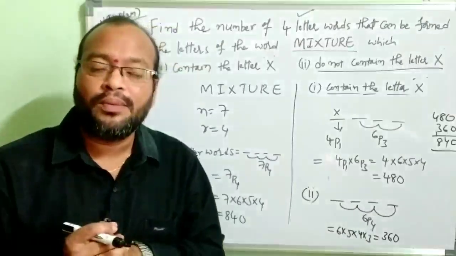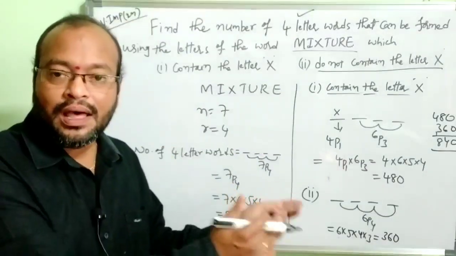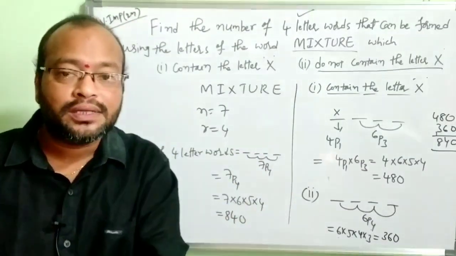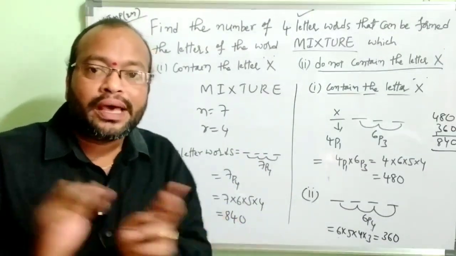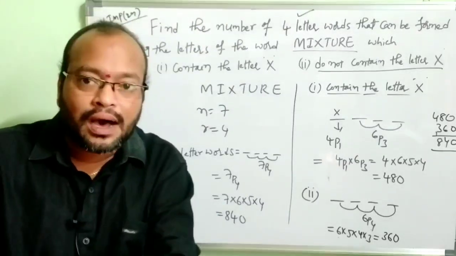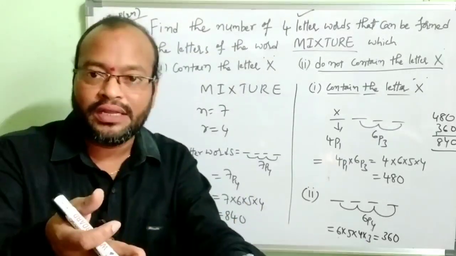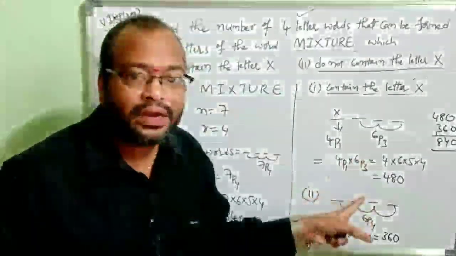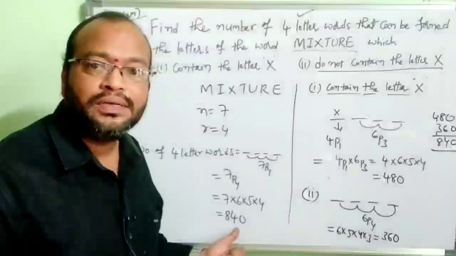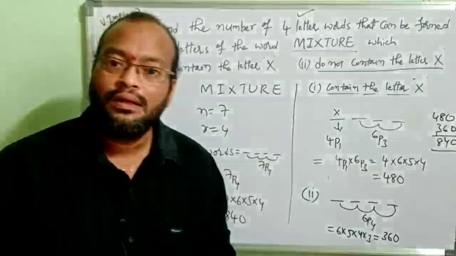Previously, we explained one problem. nPr is the LHS part. In the RHS, we divided into 2 parts, including the letter X and excluding the letter X. The combination will give the total number of arrangements. In the same manner, these 2 will give us the total number of arrangements. So like this, we can solve the problem.